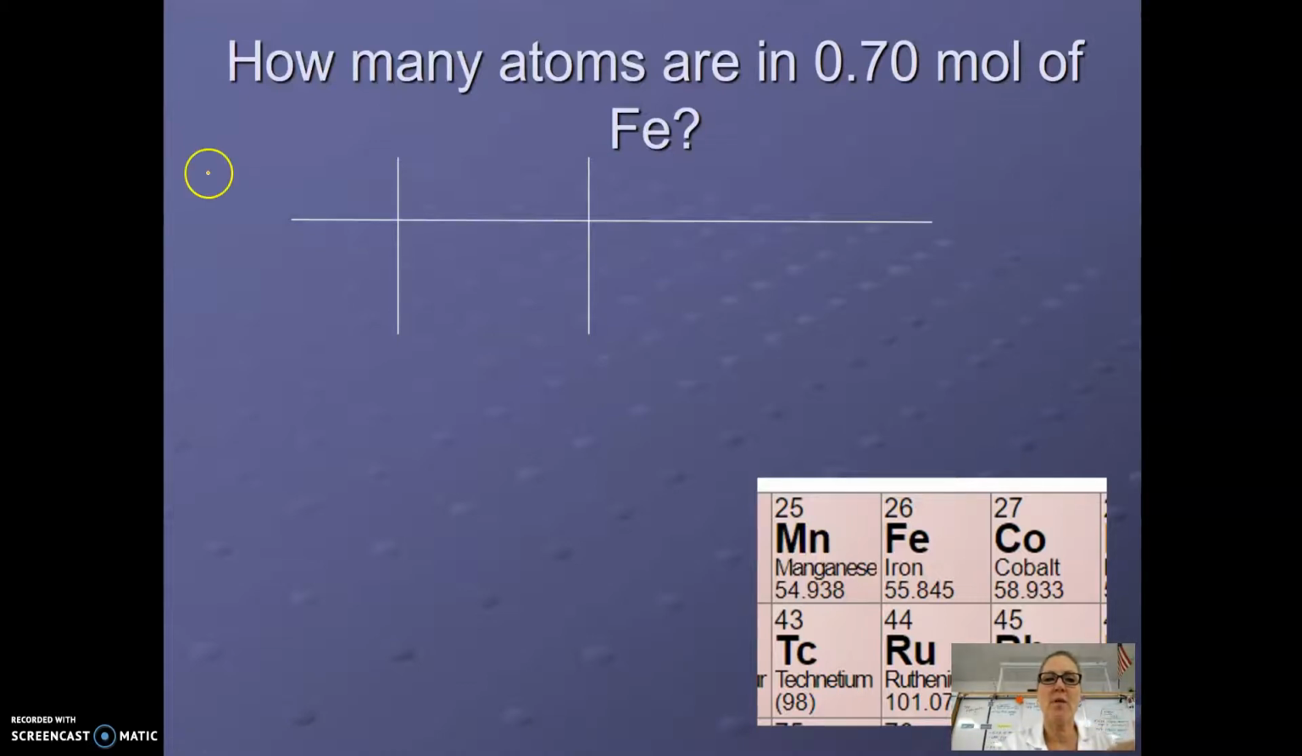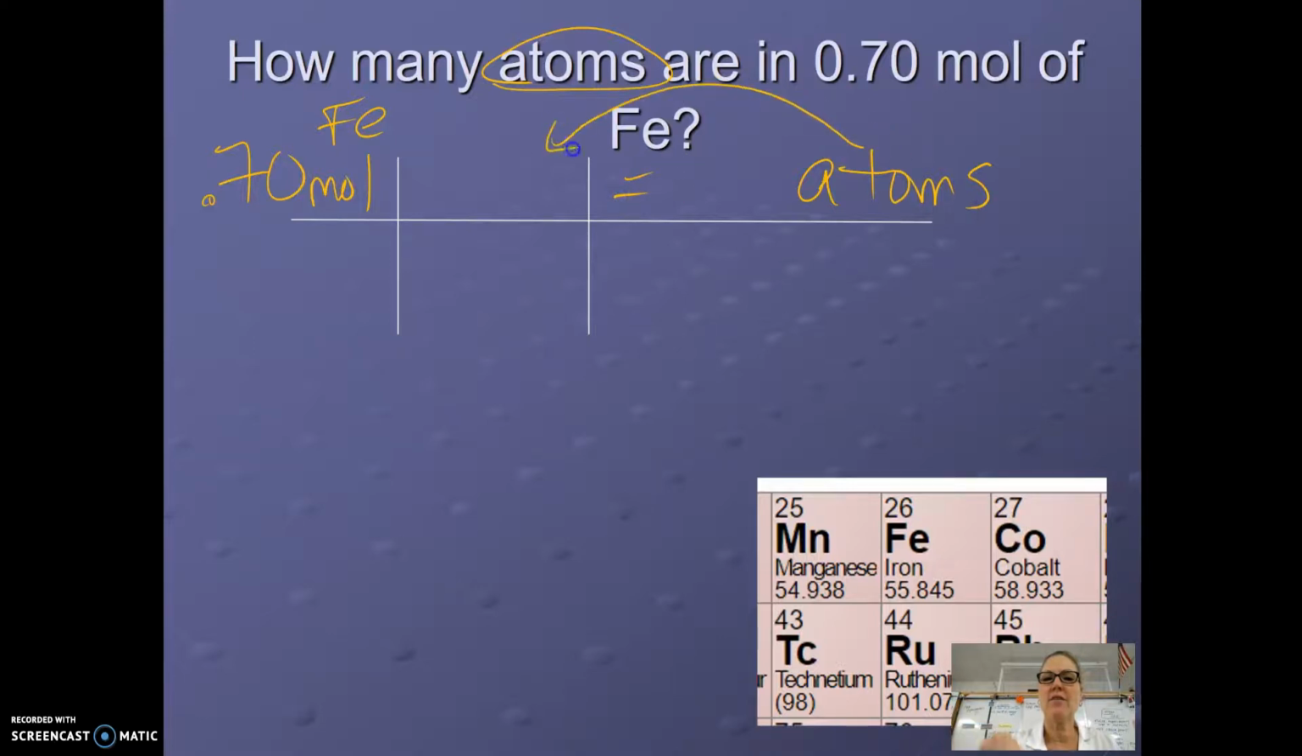I'm going to put on the upper left my given, 0.70 moles of iron. So first off, it's wanting me to go to atoms. So I'm going to write atoms over here just to make sure that I get everything set up in the right way. So here I am. I need my mole at the bottom to cancel. I need my atoms at the top. All right, so there's my setup.